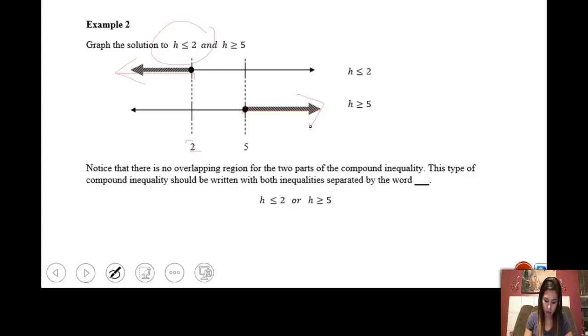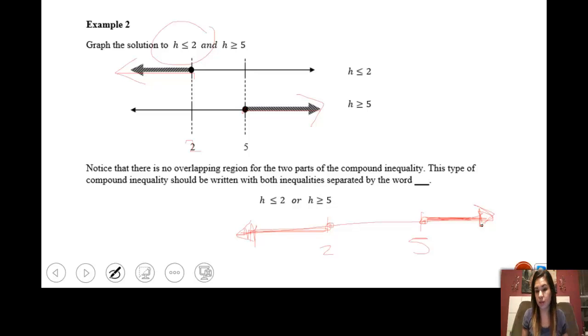If I was to graph this, I would put a 2 and shade everything over here, and then I would put a 5 and shade everything over here. That's my final answer. There's a gap in my solutions because it can't be between 2 and 5 based on the conditions that were given to us.